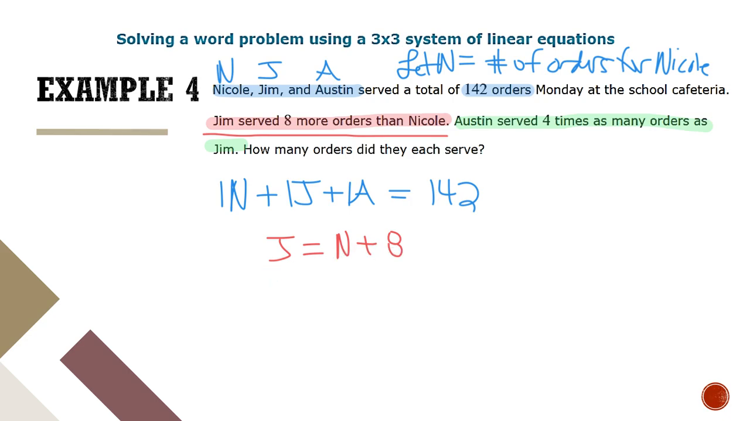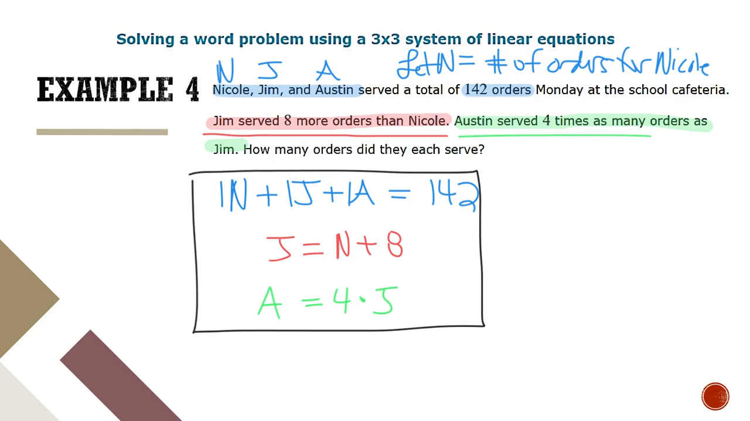So then the last thing is the last one in orange. Austin served 4 times as many orders as Jim. So we're going to multiply Jim's orders by 4 to get Austin's. Now this is my set of equations, and we're going to have to rewrite it to make sure it's in order.